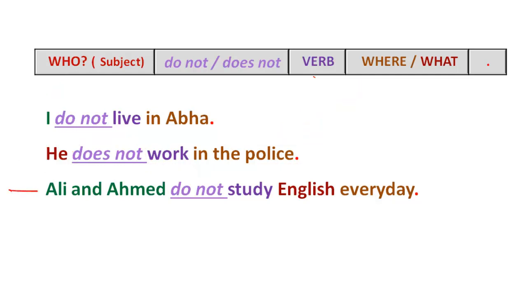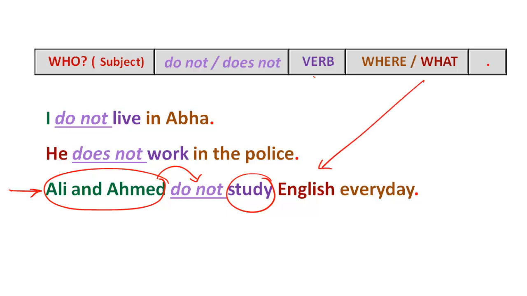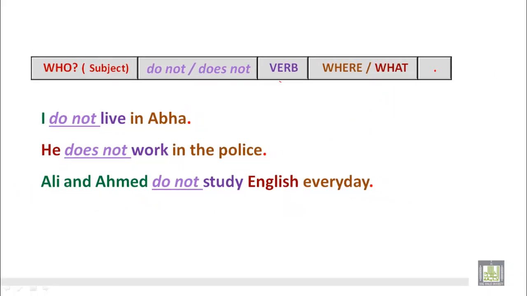In the third sentence, we can find the subject Ali and Ahmed. They are a plural subject, so we have to use do not in front of the main verb study. It is the base form of the verb. And for the answer of what, we can find English, every day. Ali and Ahmed do not study English every day. These are all negative sentences using do not or does not in the present tense.